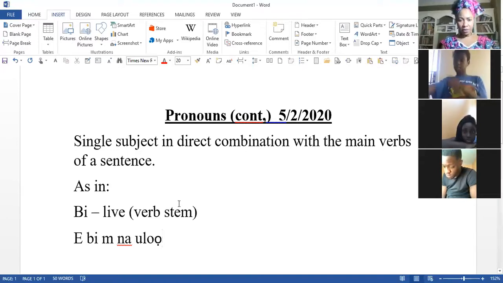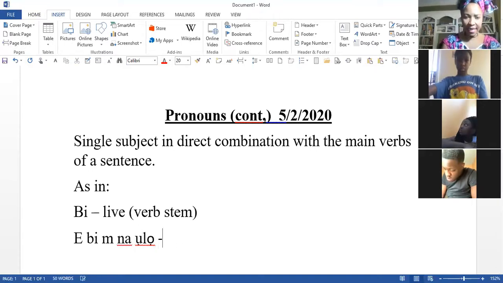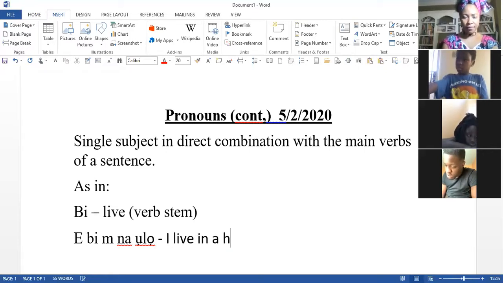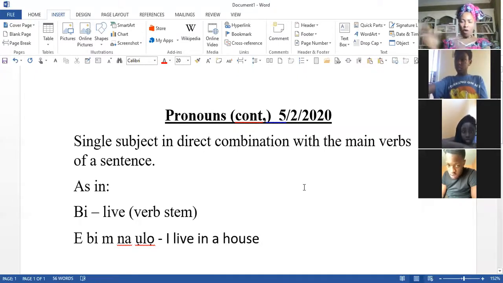Let me get something right here. Ebi na ụlọ. We have to dot the U and the O. Ebi na ụlọ means I live in a house. I hope you can see what I'm typing. I hope it's bold enough. Ebim na ụlọ.